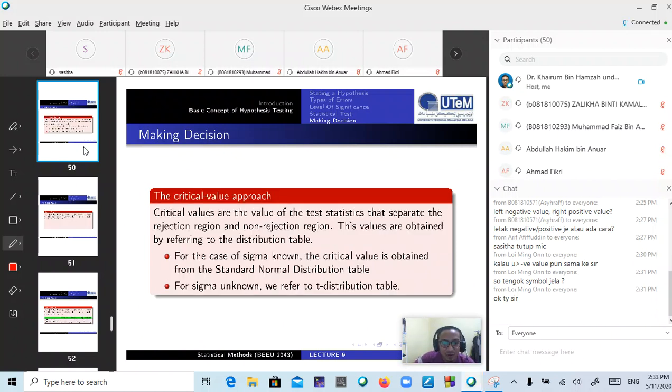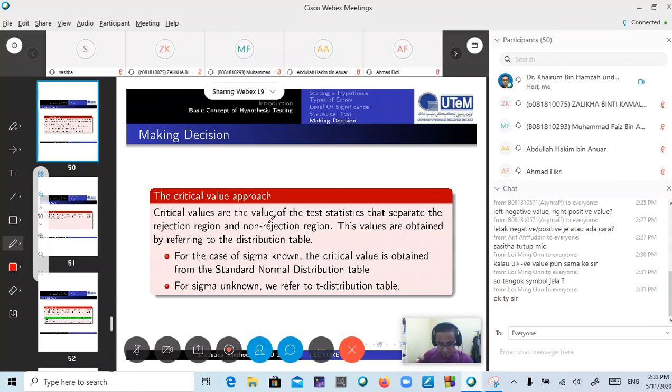The critical value approach. The critical value approach in order to make a decision is based on the left tail we discussed, the bell shape. If it is two tail, this is the rejection region. If it is left tail, this is the rejection region. And if it is right tail, this is the rejection region. And here, the value is the value of Z alpha.